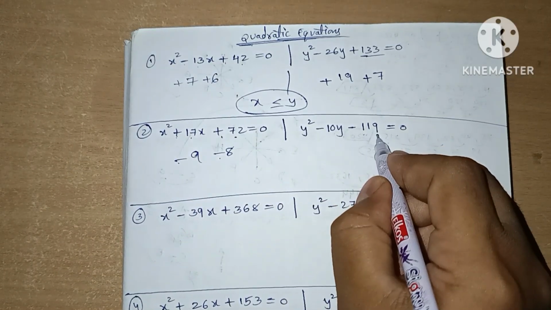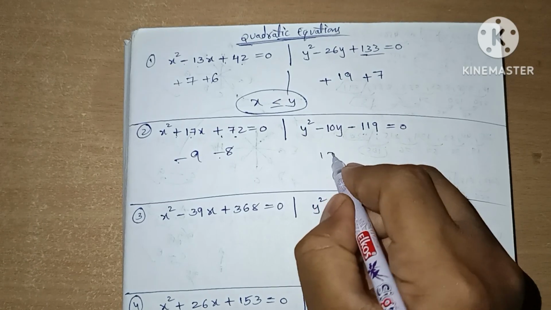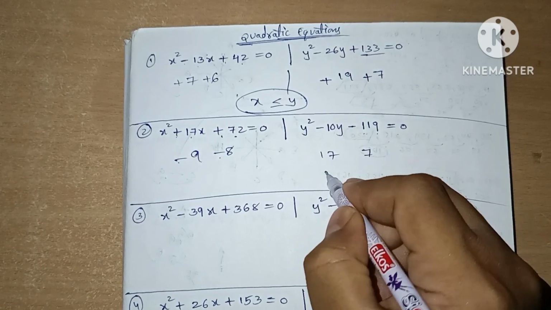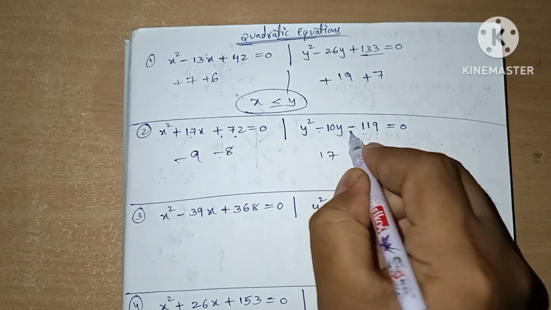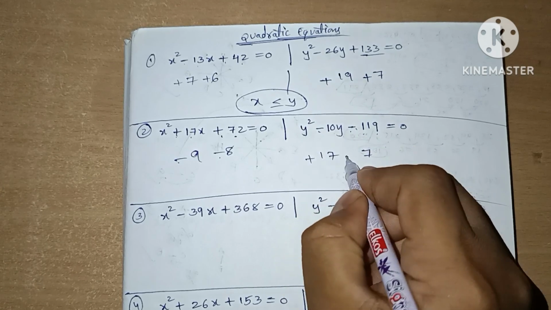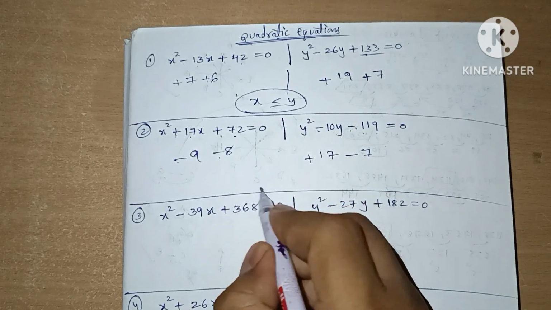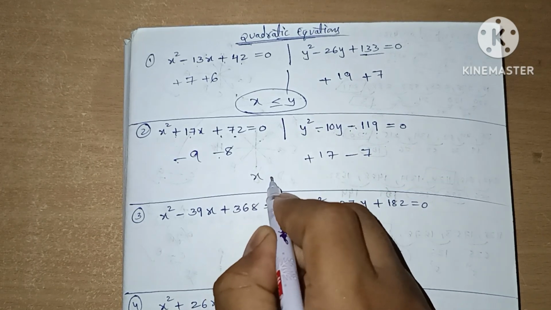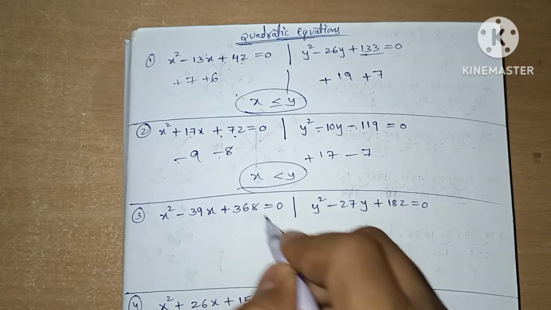Here 119: 17 sevens are 119. Minus and plus, minus and minus means plus and minus. Now by comparing these two, it is clear that x is lesser than y.